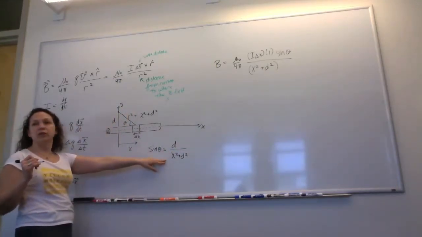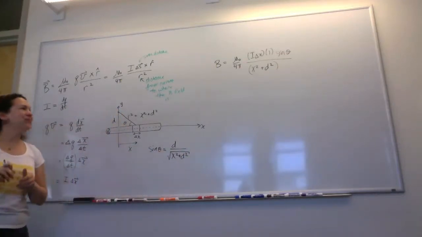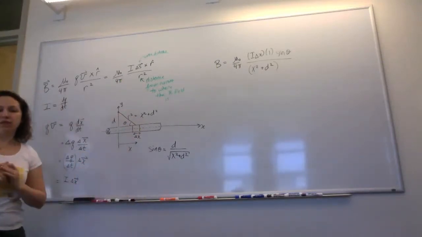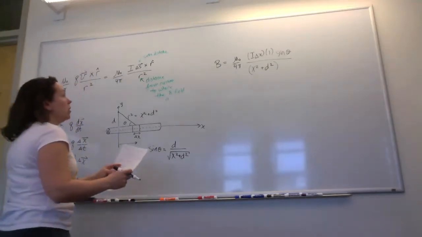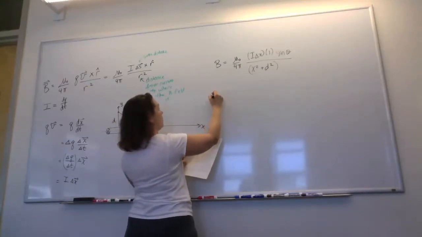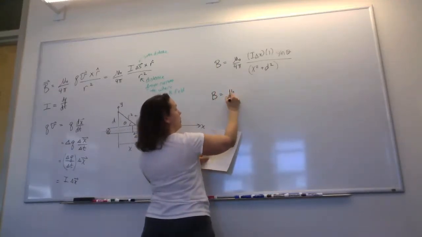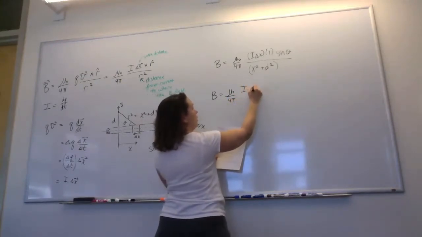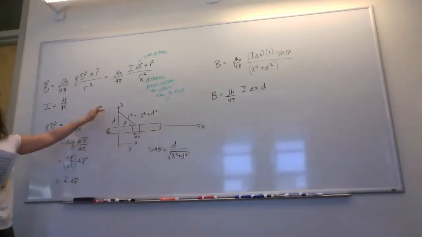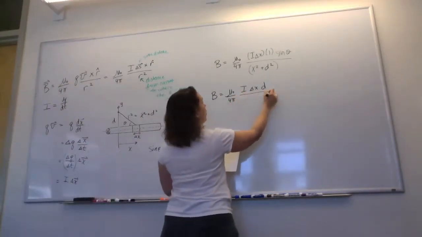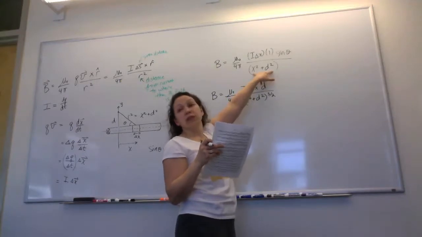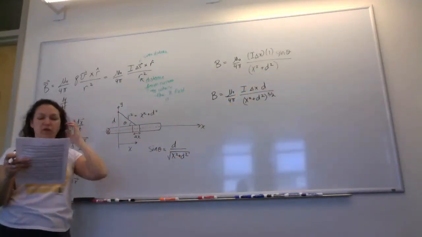Opposite over hypotenuse. So we're going to end up with the 3/2 of that term at the bottom. Okay. So substituting all of that in, what I get is the magnetic field is equal to mu naught over 4 pi I delta x times d. This d is the distance from the wire to that position, over x squared plus d squared to the 3/2. This is 2/2 plus 1/2 over here.